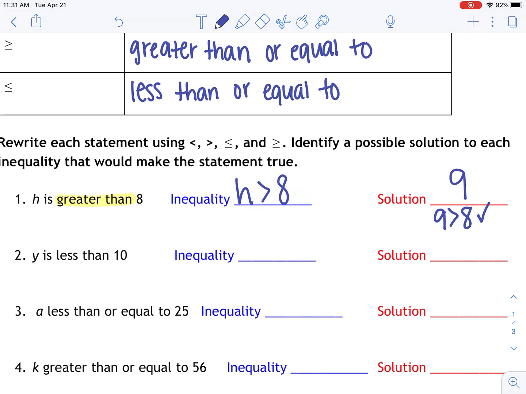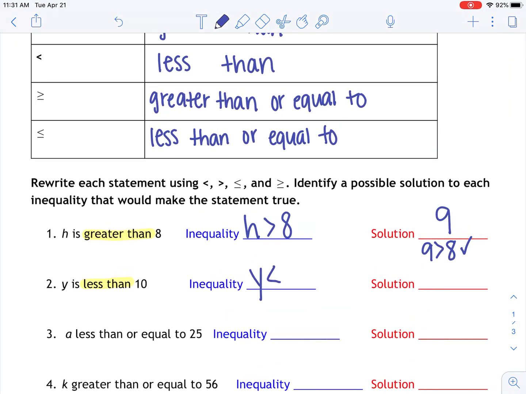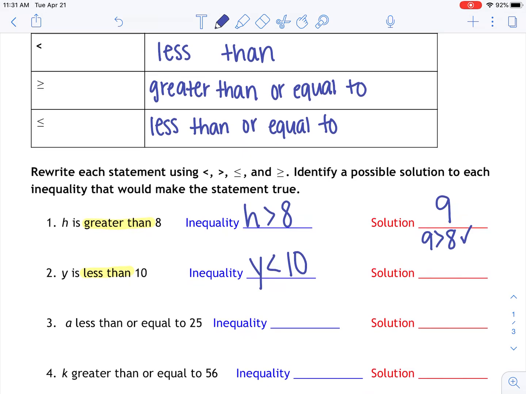Okay, if you look at number 2, y is less than 10. What could be a solution that would make the statement true? What number could we plug in for y that would make it less than 10? Well, we could do 9 again. 9 is less than 10. That's true. So 9 is a possible solution for y. Part of its solution set.